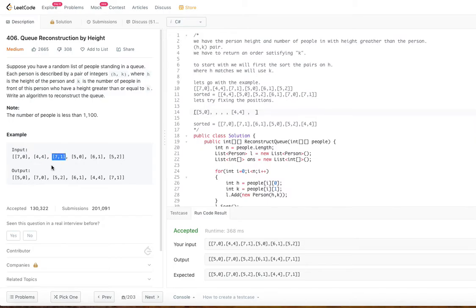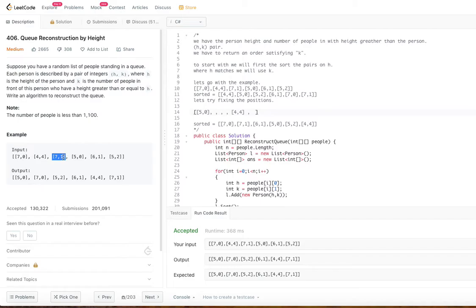So that's how we have to understand. So here there is just one person before this person whose height is greater than or equal to 7, right? So that's how we have to read these elements. These are h and k pairs, where h is the height of the current person and k is the number of people who are standing in front of him whose height is greater than or equal to the current person's height. So now we will have to reconstruct the queue.